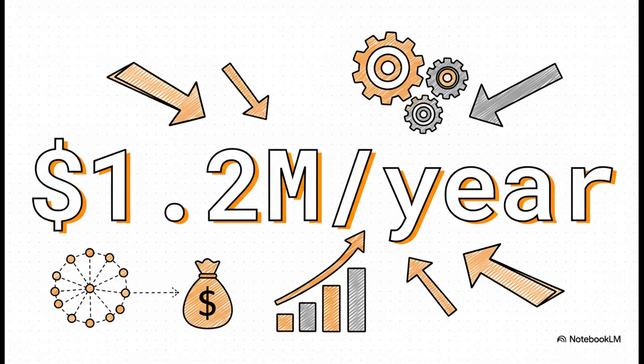And don't ever think this is just about tech for tech's sake. We are talking about serious money. $1.2 million per year. That's the kind of savings a team actually found by getting these trade-offs right. This isn't just about building cool stuff, it's about delivering huge, measurable value to the business.